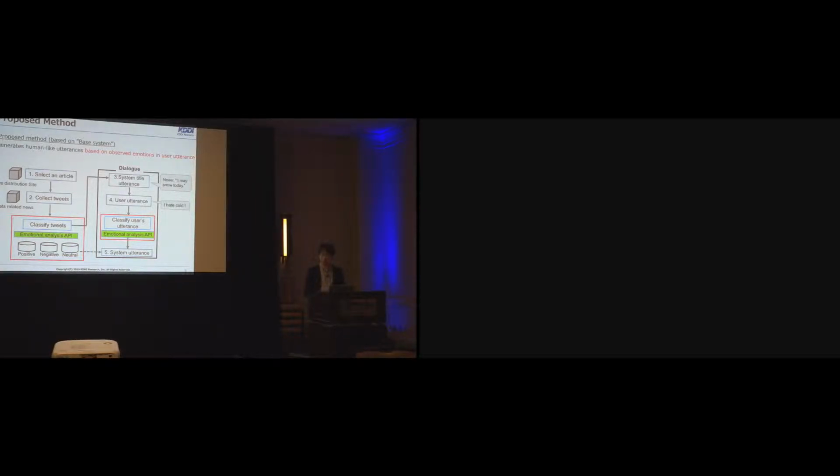Second, we will explain the proposed system based on the base system. The system generates a human-like utterance based on observed emotions in the user utterance. After number two, it classifies all tweets into three emotional categories: positive, negative, and neutral. And after number four, it classifies the user utterance into one of three emotional categories. So in number five, it selects a tweet with a specific emotional category.